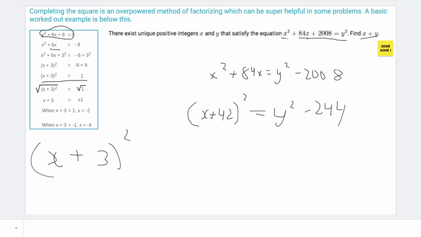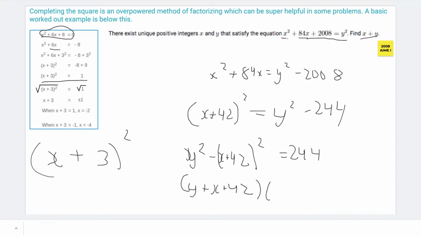Now that we have reached this point, the way to solve the problem is to bring the x plus 42 squared to this side, and the 244 to the other side. If you do so, you'll get y squared minus x plus 42 squared equals 244. And this is pretty much similar to the difference of squares, because if you take x plus 42 as a variable z, then it's just y squared minus z squared. And then you can factor this out as y plus x plus 42 and y minus x minus 42. You can literally factor it out in this way.